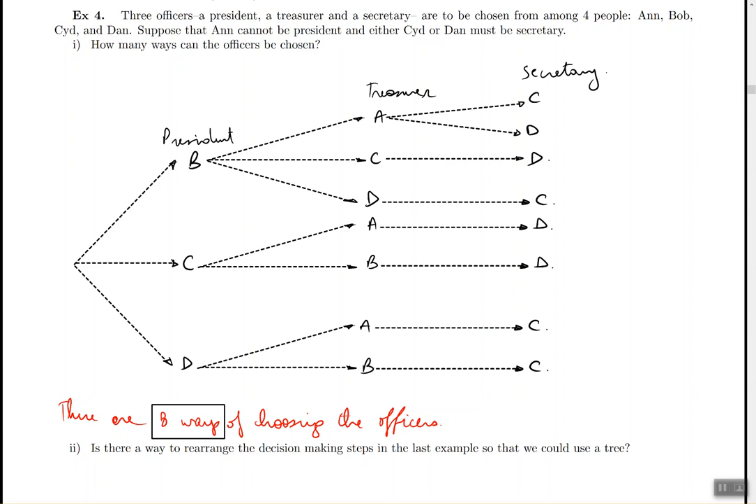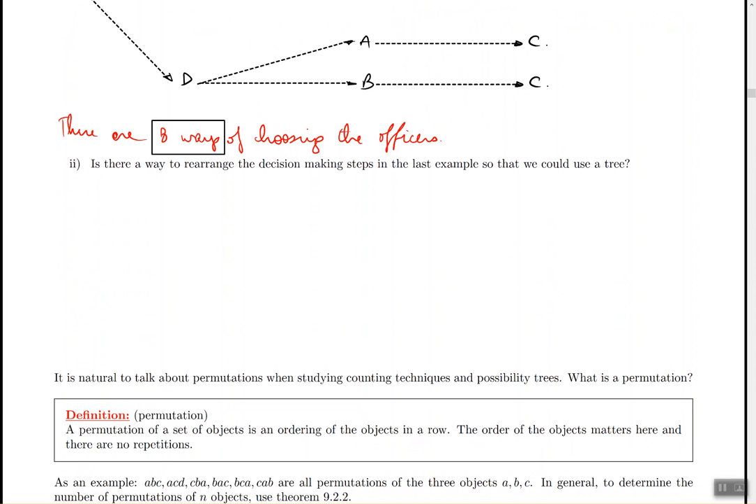The next position that has less restrictions is the treasurer. We're going to write that down next, and then finally pick the president. So in this case, we're going to be going with secretary first, then treasurer, and then president. So let me design the tree and show you what that looks like.